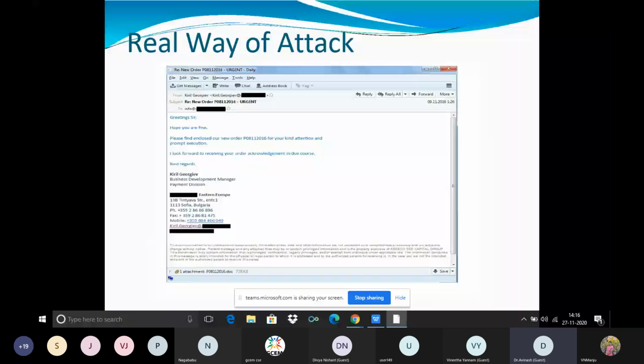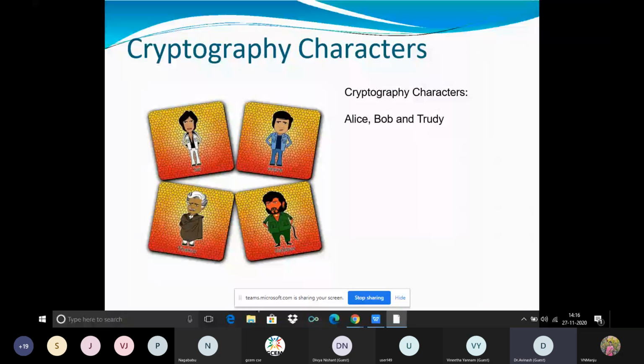So here we cannot identify the domain name of the particular person from which that particular mail has been sent. So now when we talk about the cryptography characters, normally we talk about the cryptography characters.